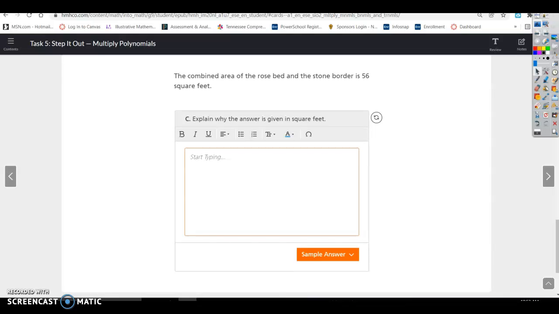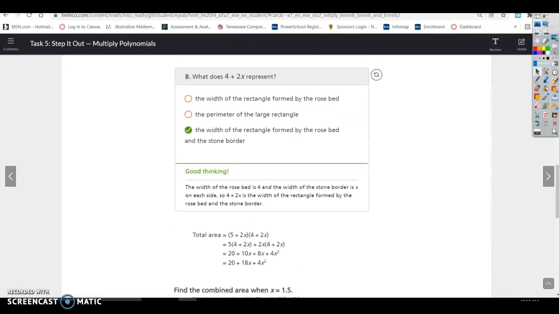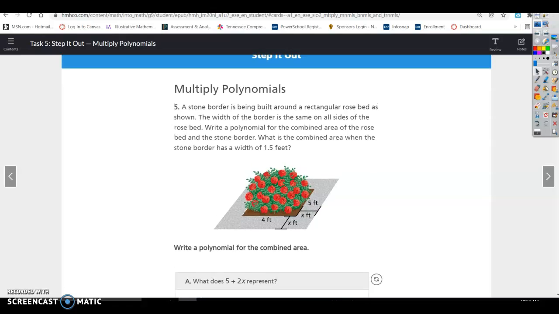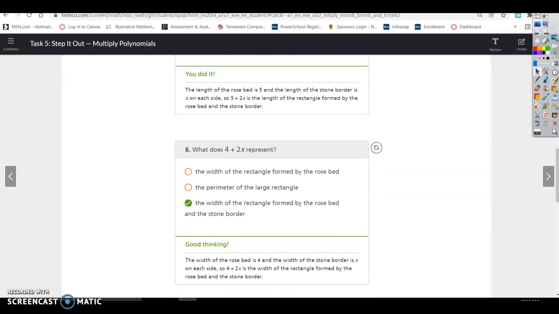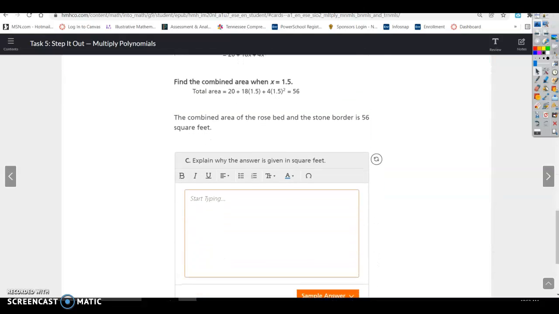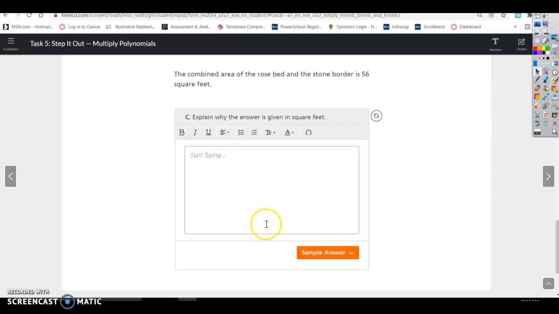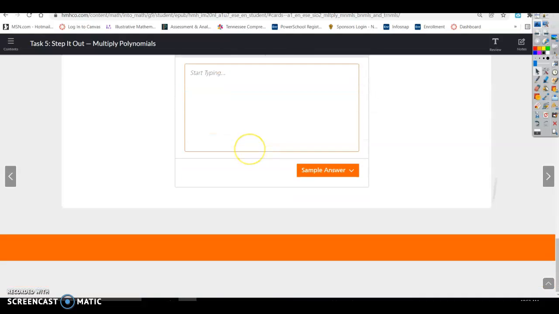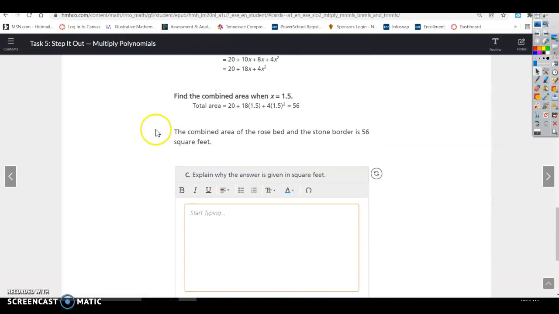All right, so it says explain why it's in square feet. Again, if you look at the picture, we're doing length times width, and so that's going to be in square feet. Feet times feet would be feet squared. All right, that is all for task 5. If you have any questions, let me know.